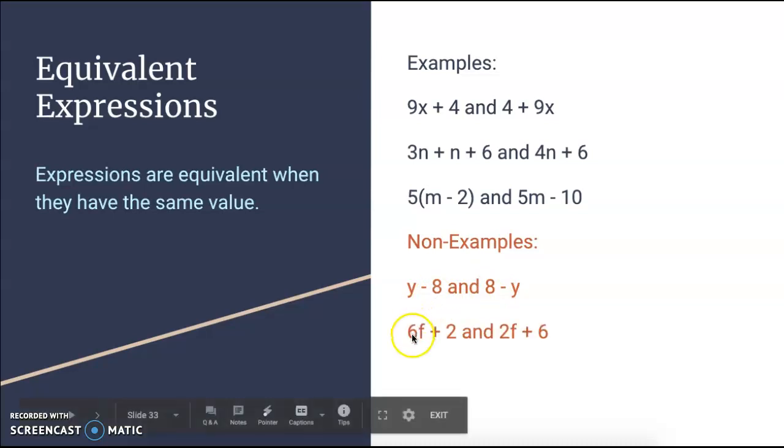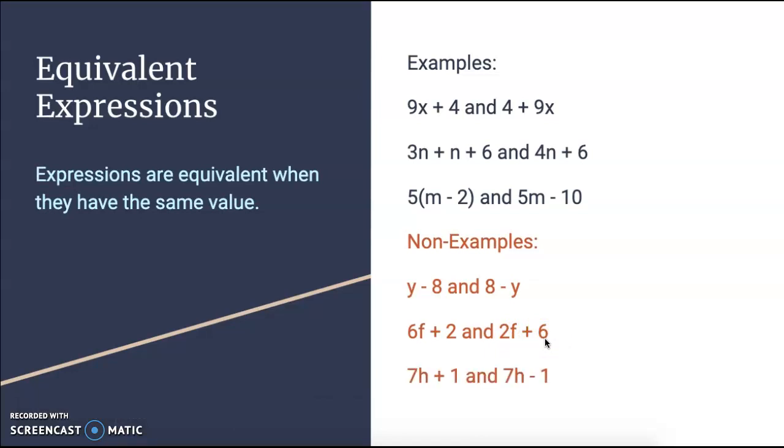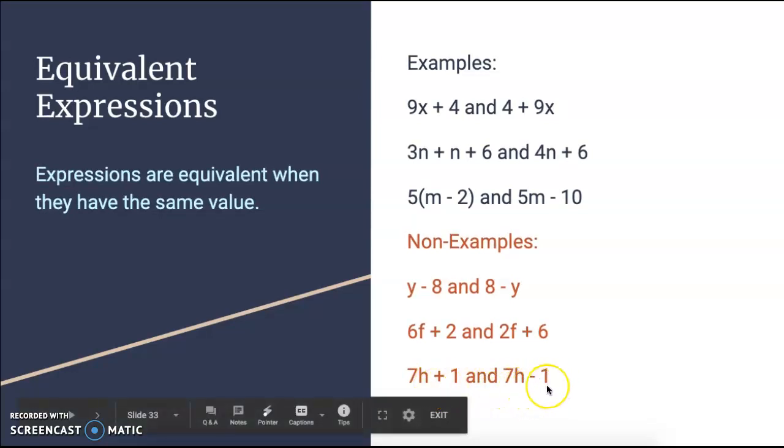And in this one, 6f plus 2 and 2f plus 6. Again, tricky because they look really close at first glance, but here the coefficient is 6 and the constant is positive 2, and in this one the coefficient is 2 and the constant is positive 6. So those are different or not equivalent. And again here, 7h plus 1 and 7h minus 1 are not equivalent. A positive 1 for a constant and a negative 1 for a constant are very different. Okay, so we have to look really closely at the details to make sure that our expressions are equivalent.